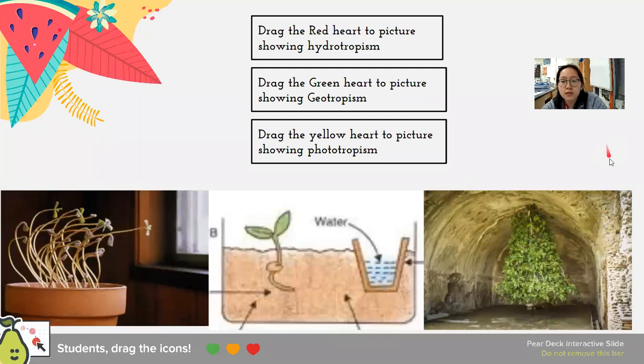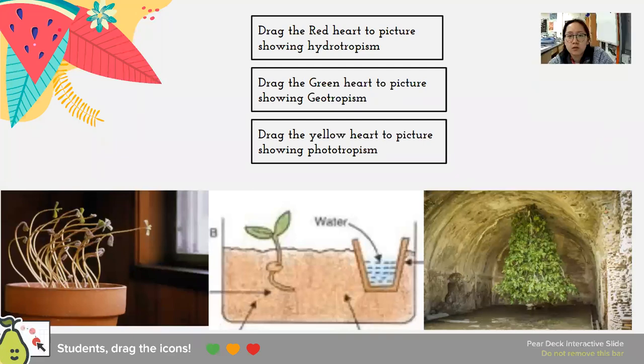So using the hearts that are on this slide, you're going to drag the red heart to the picture showing hydrotropism. You're going to drag the green heart to the picture showing geotropism, and then you're going to drag the yellow heart to the picture showing phototropism. Pause and complete that.